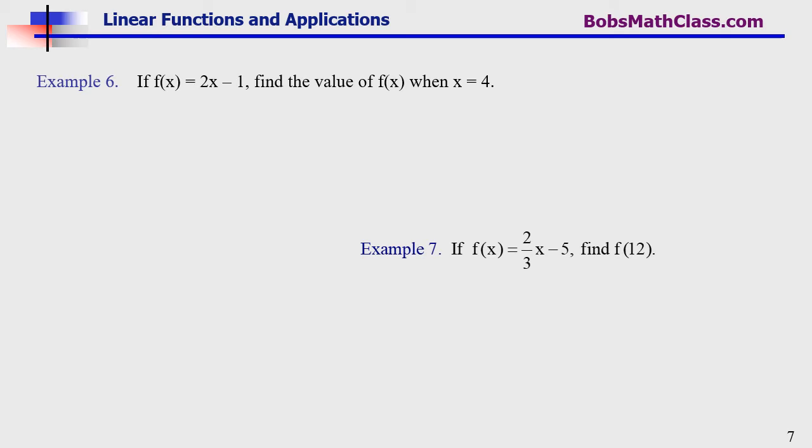All right, a couple of examples. Example 6. If f of x equals 2x minus 1, again, that's how you say it, f of x. If f of x equals 2x minus 1, find the value of f of x when x equals 4. So what that means is substitute 4 for x. Everywhere you see an x, replace it with the number 4.